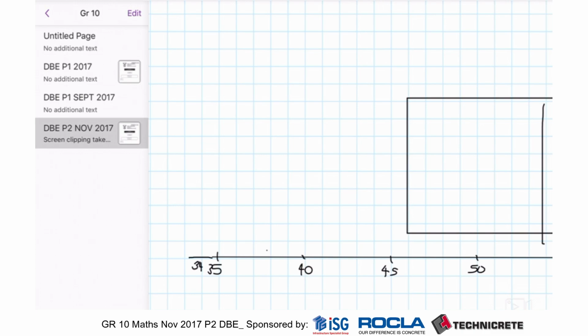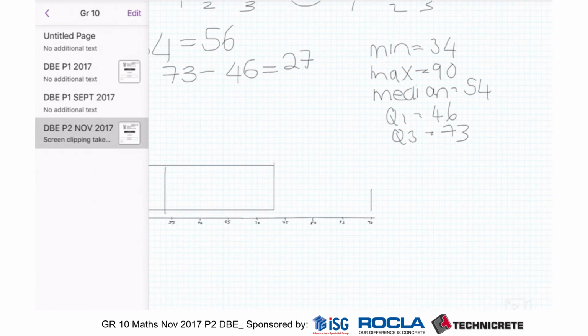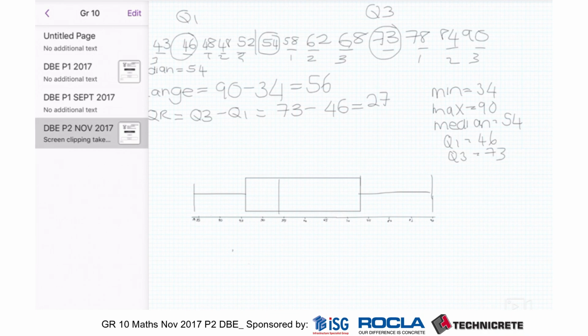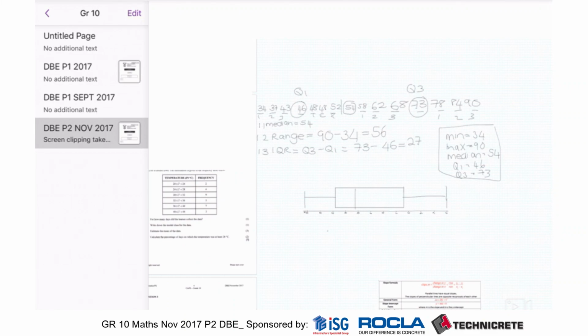Let's try to do this line again. This is my 34 line. And we connect. And my 90 line. We're extending it and we're connecting. So that is my box and whisker diagram. So for this box and whisker diagram, the most important thing is having the correct values, which we found here, plotted on this graph. Okay, I hope that makes sense.